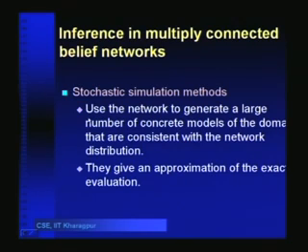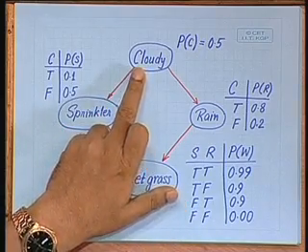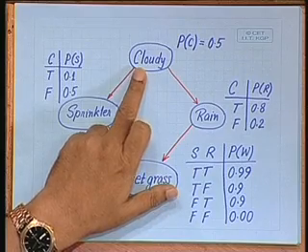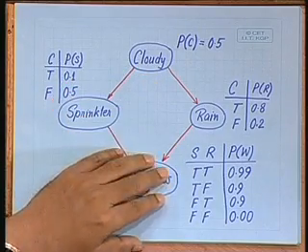But one of the most popular ways of analyzing belief networks is stochastic simulation methods. So, what we do is we use the network to generate a large number of concrete models of the domain that are consistent with the network distribution, and they give an approximation of the exact evaluation. Now, let us understand what happens here. Here we start from the topmost node, from the start node, and we progressively go downwards, right.